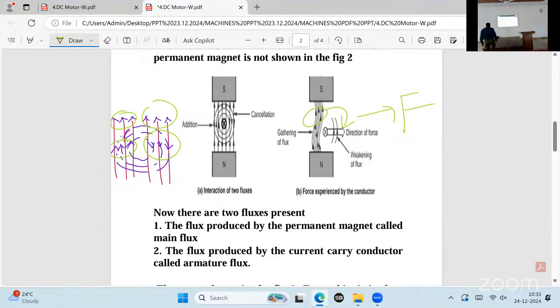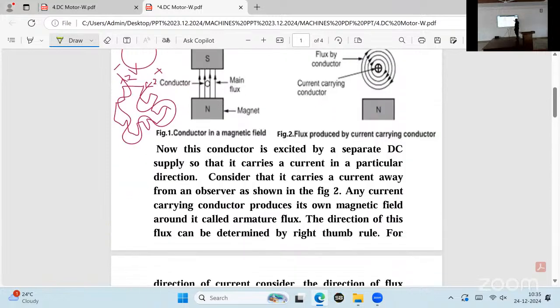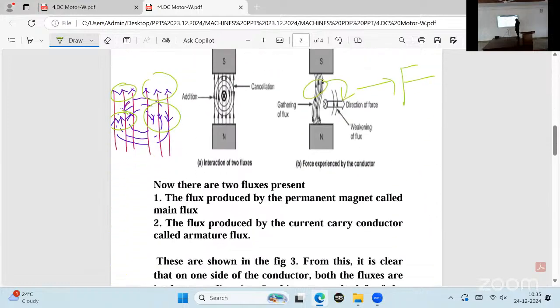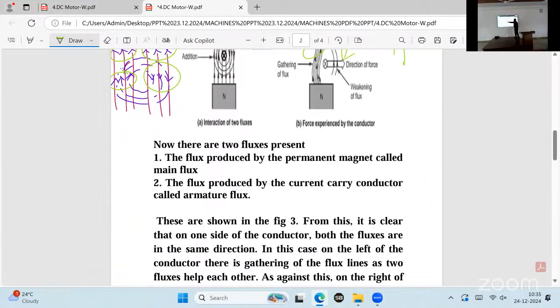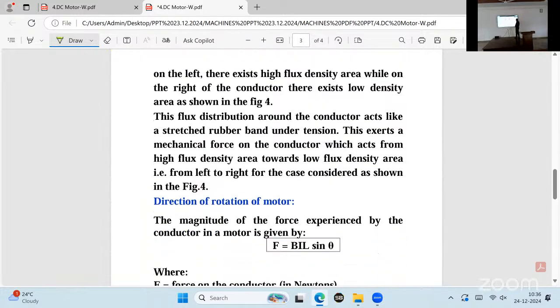So you have to write down all those things, what we have discussed. I have given the formulas; you can check afterwards. These are the notes in the same style, notes for a 10 marks question. The flux produced by the permanent magnet is called main flux. The flux produced by the current carrying conductor is called armature flux. Same notes. After that, direction.